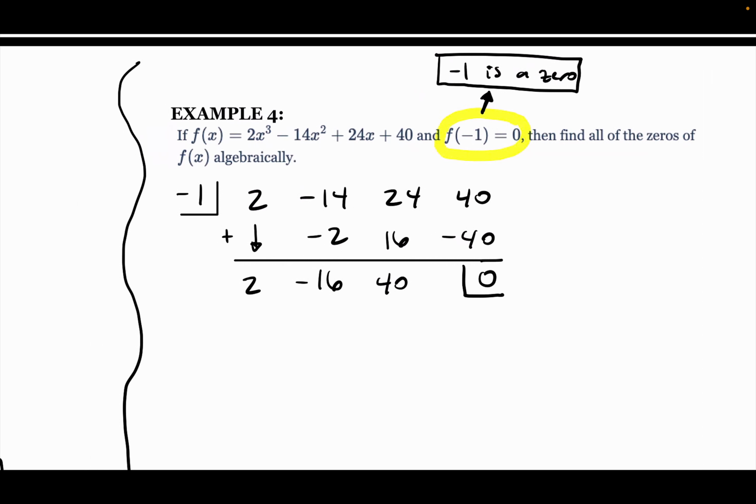So what I want you to do is finish the rest. Give me the other two. Give me the other two zeros. Okay, that's what I want you to do.